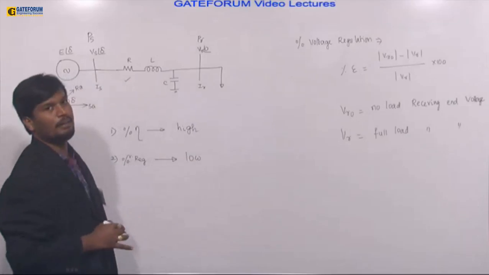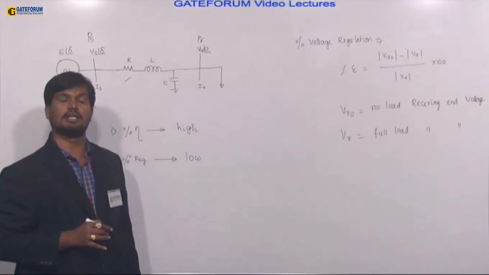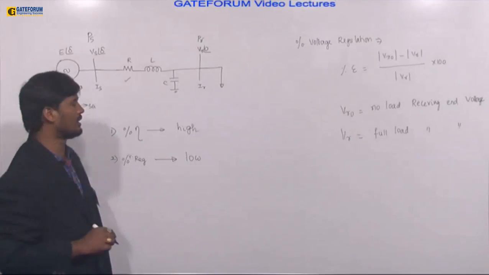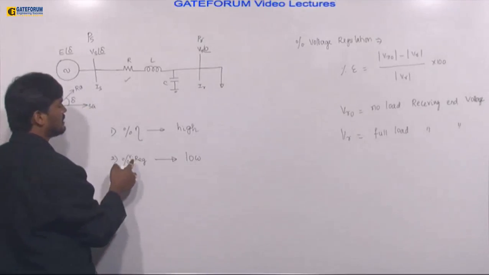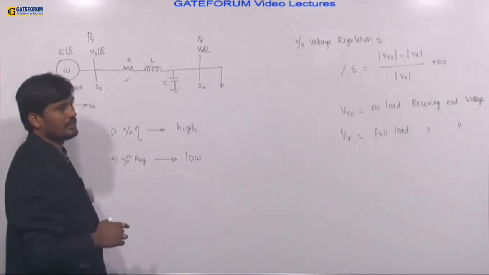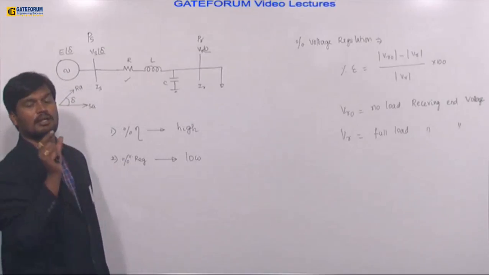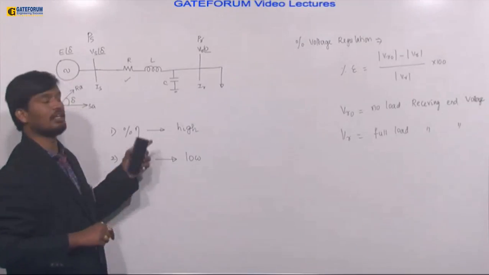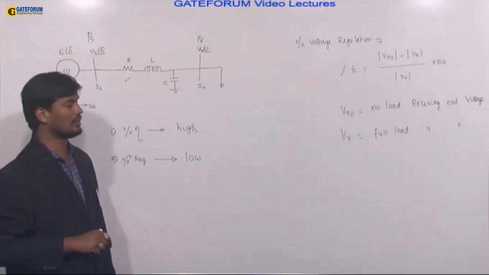When efficiency is high and regulation is low, then we can say the performance of the transmission line is satisfactory. Reason: the change of voltage from no load to full load is less, so automatically there is a better voltage at the load point. For that, regulation must be a low value. Efficiency is a high value means losses are less.